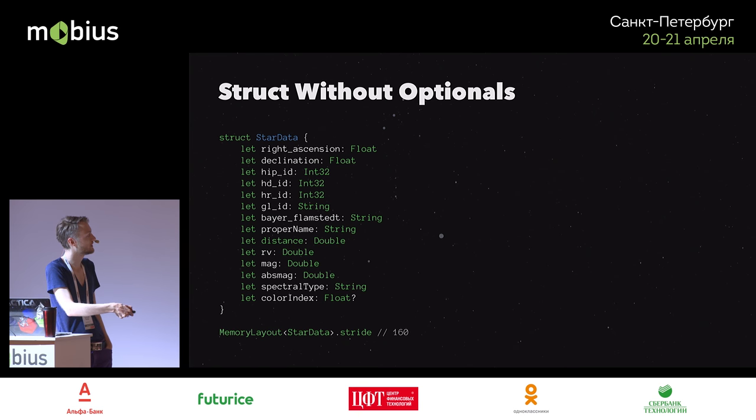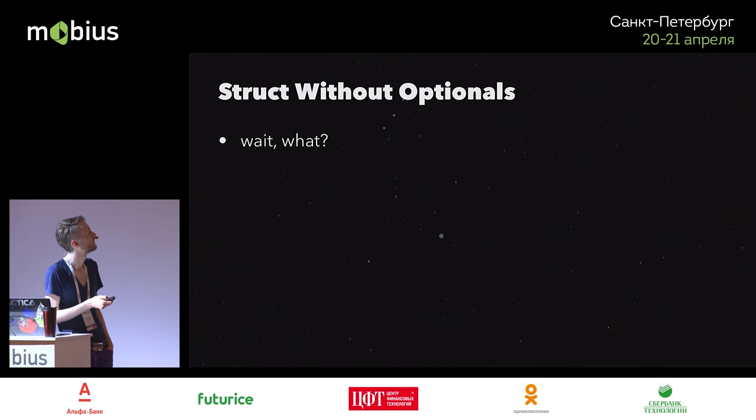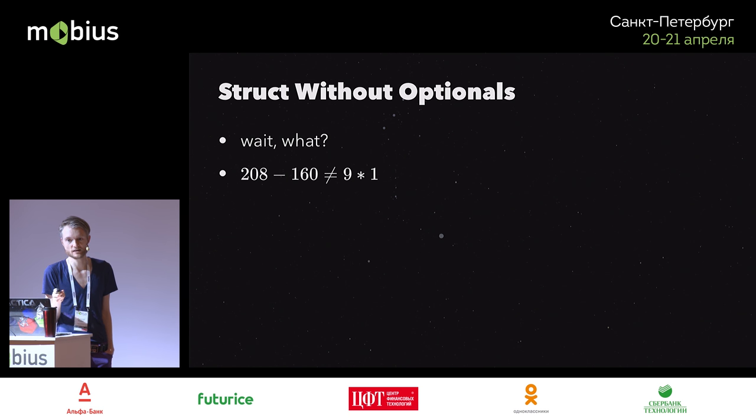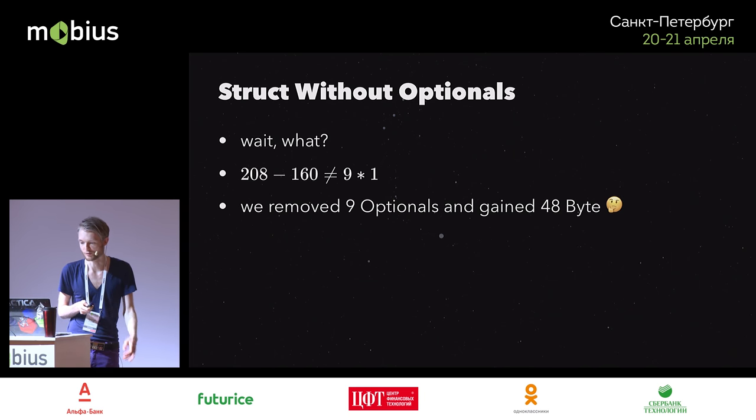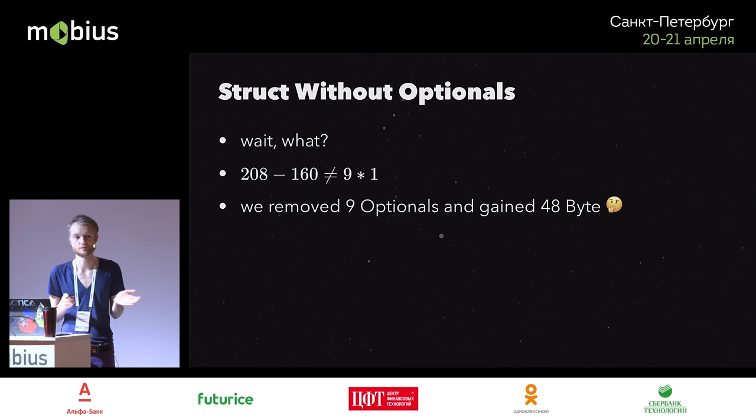And we checked the stride. And now, actually, the funny thing is, we see another problem, because we removed 9 optionals, and we have a gain of 48 bytes. So 9 optionals that are all 1 byte, and we gained 48 bytes. So we're like, again, huh, something happened again, which we still haven't really understood. So there must be something in here that we really have to deep dive. We removed 9 optionals, we gained 48 bytes. What's going on?